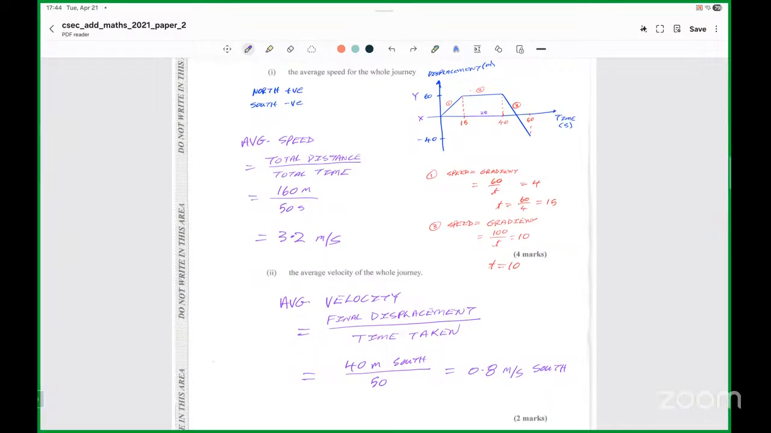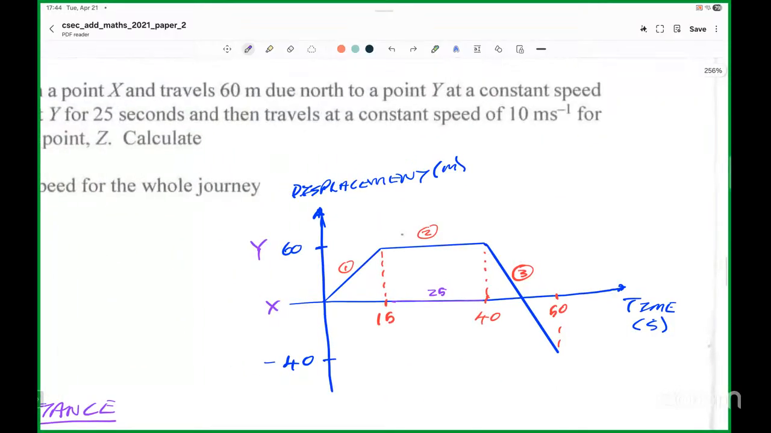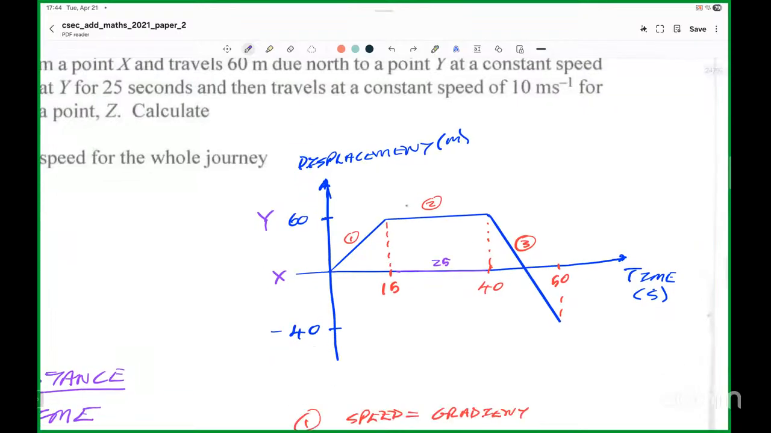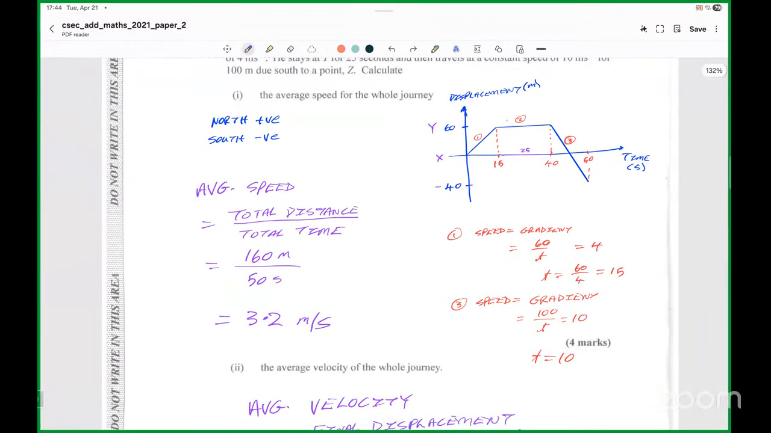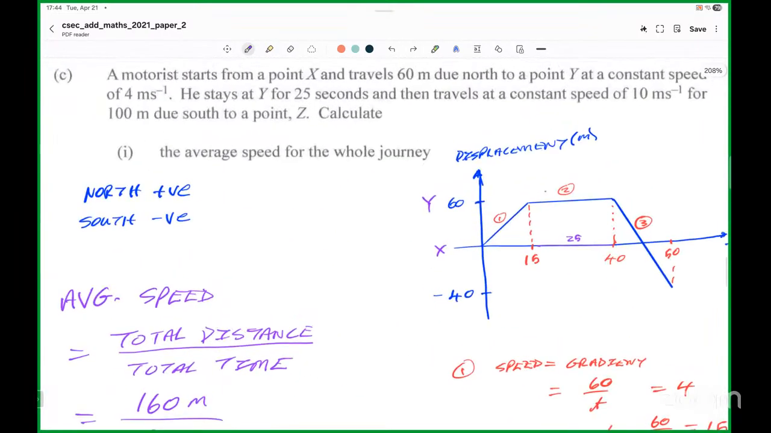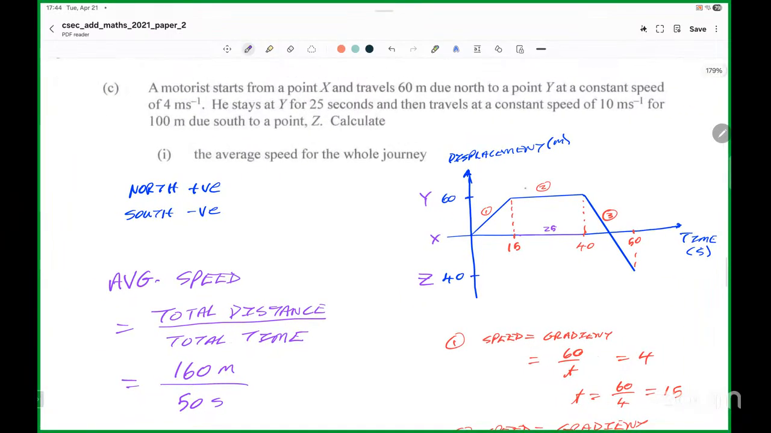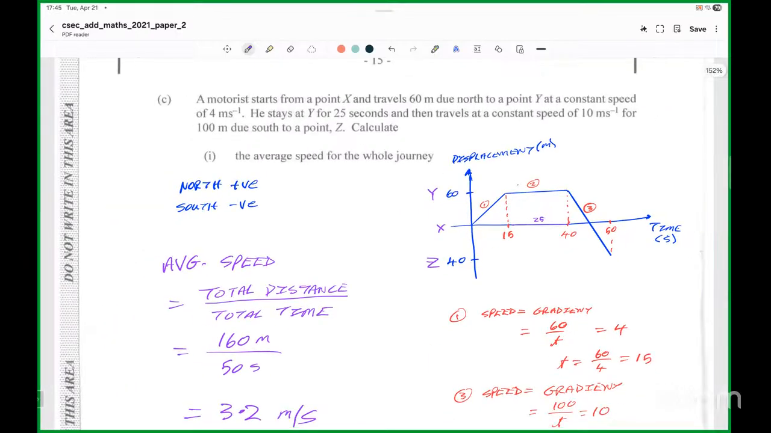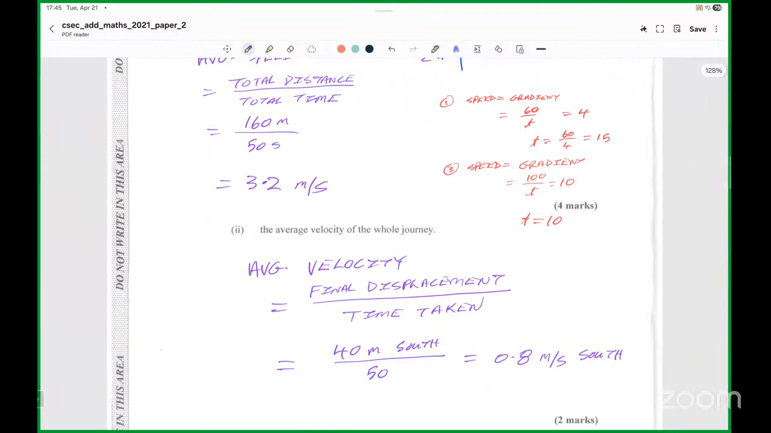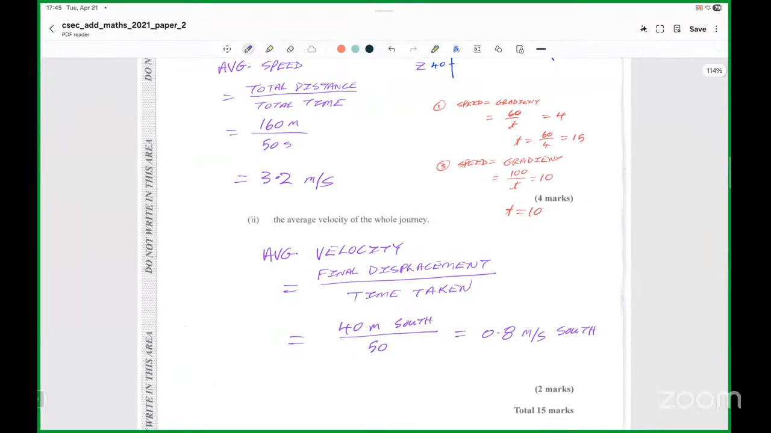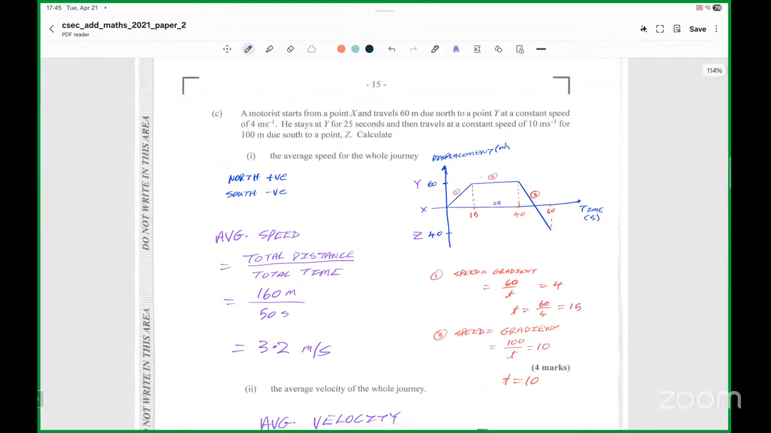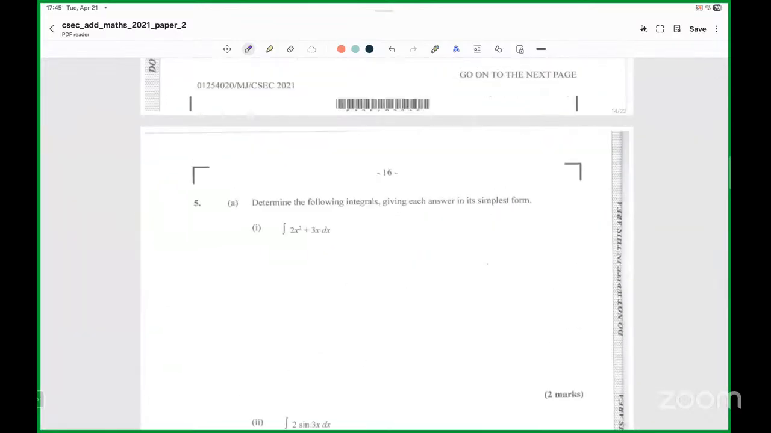So if they ask for the displacement-time graph, that's how it would look. Don't necessarily go to Z; then come down here to Z. Z is 40 meters south of X. That should be the graph. All right, that is the 2021 question on motion as well. They didn't ask anything for that.